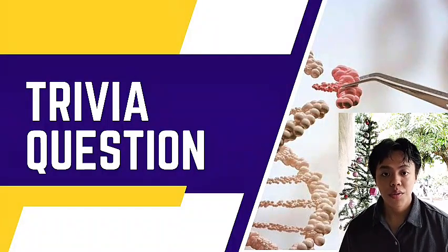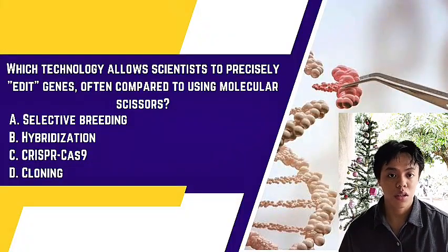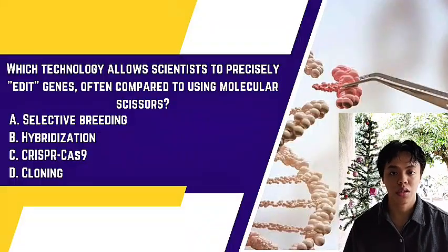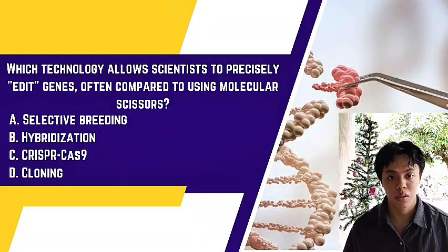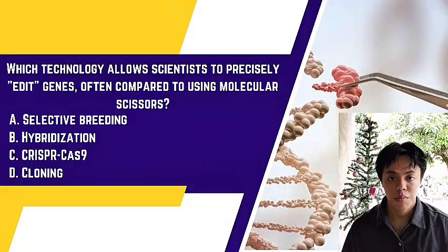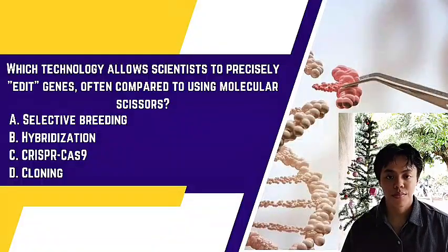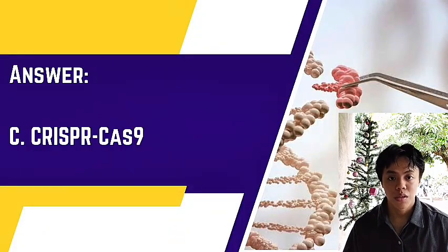So, I have a trivia question for all of you. Which technology allows scientists to precisely edit genes, often compared to using molecular scissors? A. Selective breeding. B. Hybridization. C. CRISPR-Cas9. And D. Cloning. So what's your answer? And the answer is C.